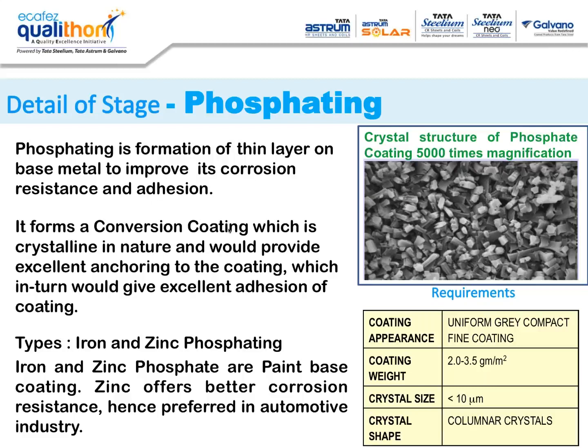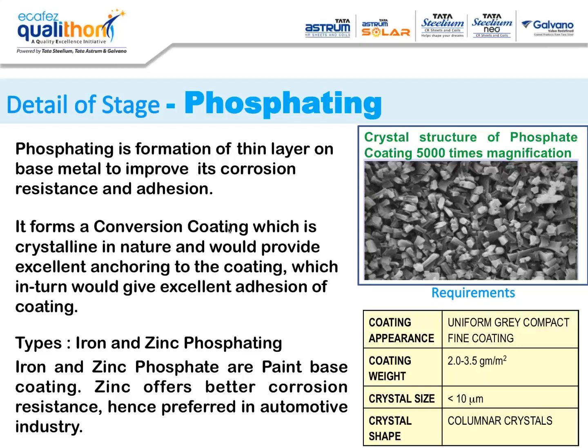Now on the right side, the bottom, you can see the requirements. Coating appearance should be uniform gray, compact, fine coating. Coating weight should be 2 to 3.5 grams per meter square.